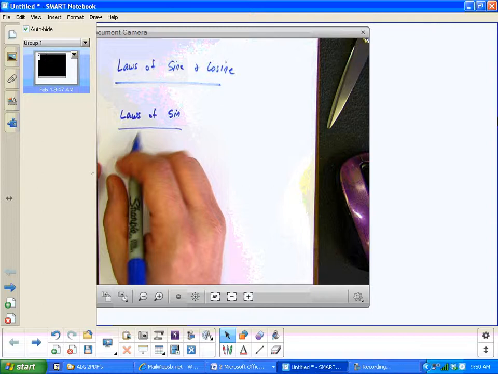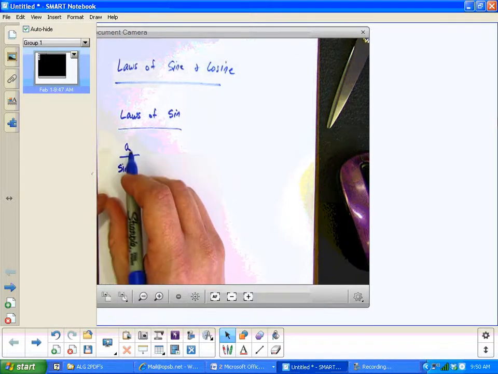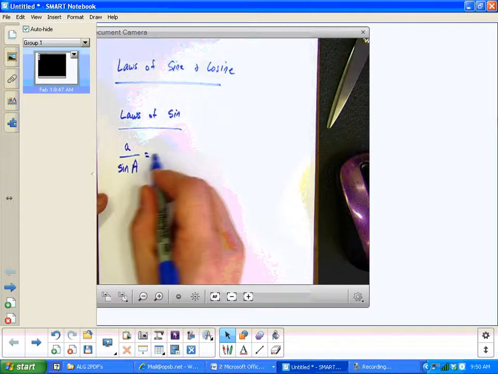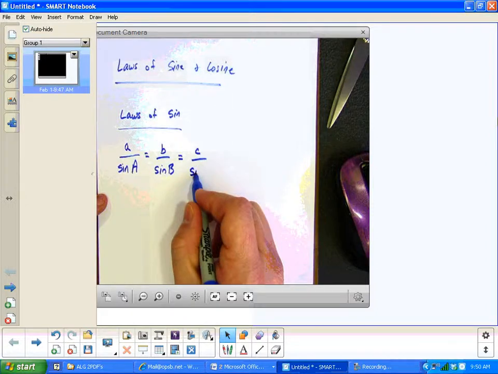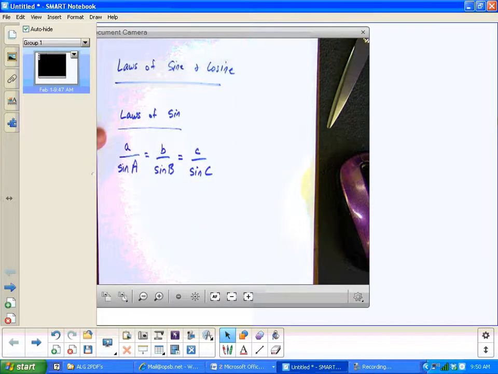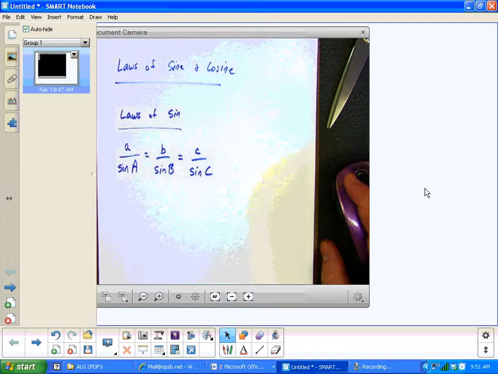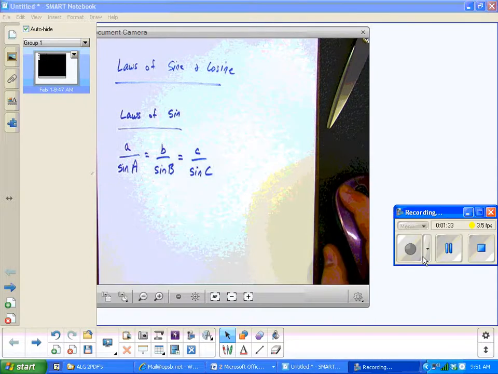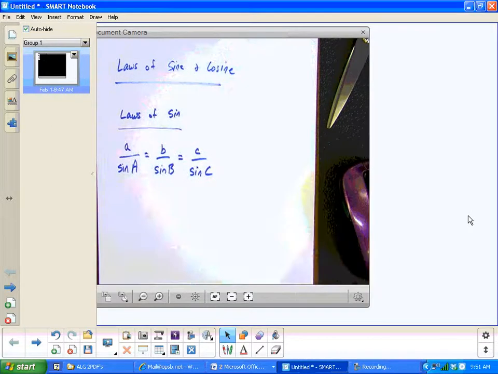Okay, but laws of sine, what makes it easier is it's set up in just a three-part proportion. So you have a over sine of A equals b over sine of B equals c over sine of C. And notice how the numerators are all lowercase, which means they would be what part of my triangle? The lengths of the sides, okay? And all the uppercase letters are the angles. All right, and now notice, you see how that's a really easy pattern. I mean, this is a formula that's not hard to memorize. Like laws of cosine is a pretty bad formula.